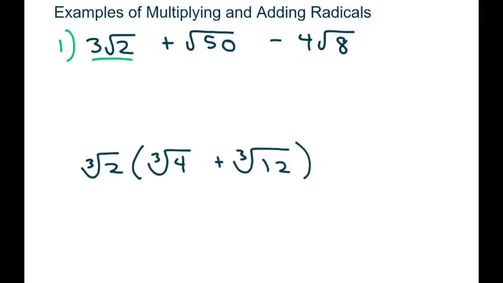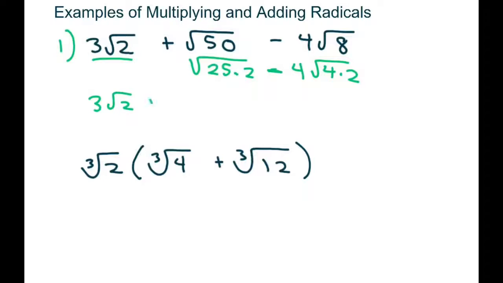This one's already simplified, so I'm going to simplify this one as the square root of 25 times 2. And this one I'm going to simplify as 4 times 2. And when you do that, you're going to get 3 square root of 2 plus 5 square root of 2 minus, now when you take the square root of 4, that equals 2. You have to multiply that by 4. So square root of 4 times 4 is going to be 4 times 2, which is 8.